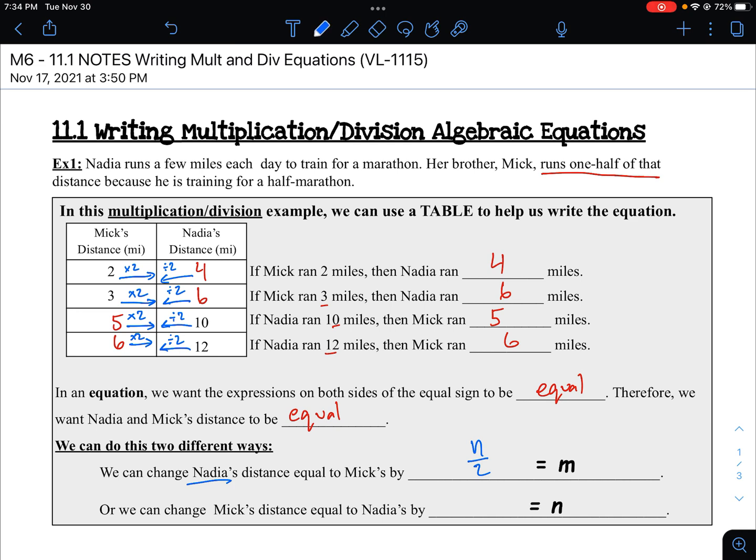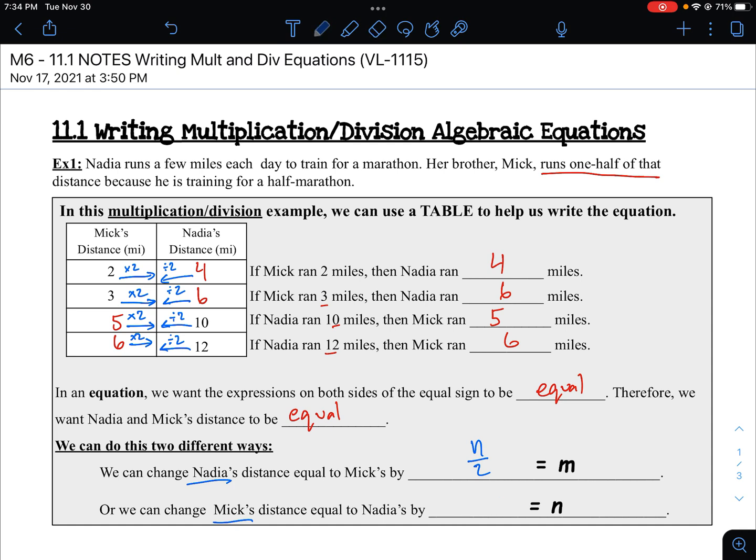For right now, but you can keep that knowledge in your back pocket. So Nadia's distance divided by 2 is going to equal Mick's, or we can take Mick's distance and make it equal to Nadia's. What are we doing to Mick's distance every time? I am taking Mick's distance, and whatever it is, whether it's 2, 3, 5, or 6, I am multiplying it by 2.